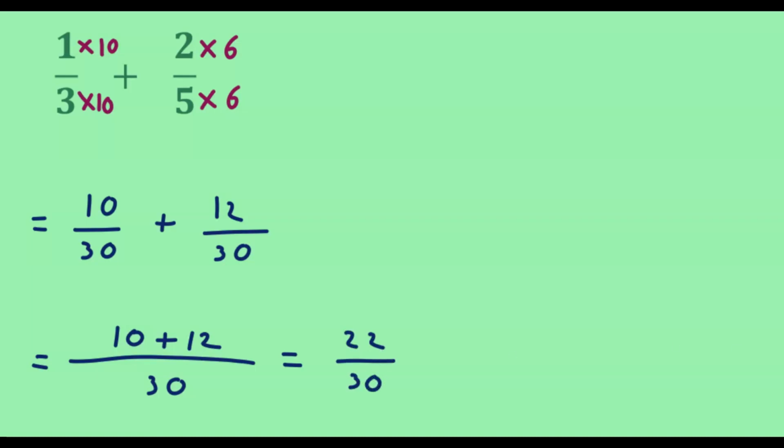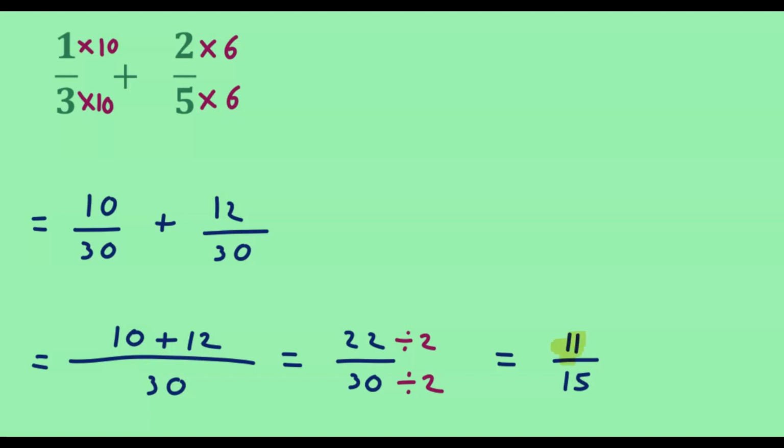And now we can reduce this fraction by 2. That is, we can divide the numerator by 2, and we can divide the denominator by 2 as well to obtain a simplified fraction. Now 22 divided by 2 is 11, and 30 divided by 2 is 15. So we can see that we have obtained the same result.